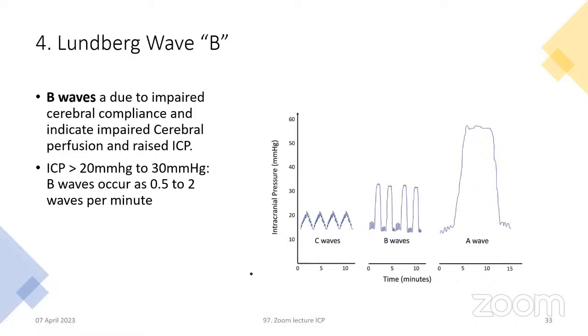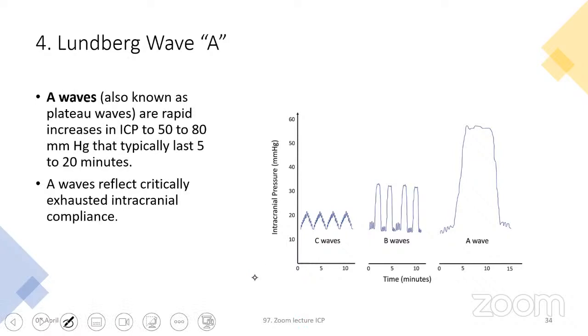Now let's come to A waves. What are the A waves? We have seen C waves, and now we are going to see A waves. The Lundberg A waves, also known as plateau waves, where you can see the plateau coming here, are rapid increases in ICP to 50 to 80 millimeters of mercury that typically last 5 to 20 minutes.